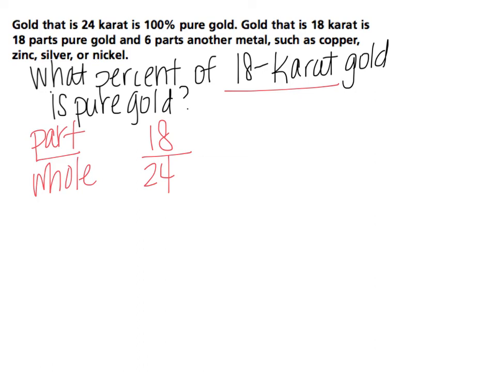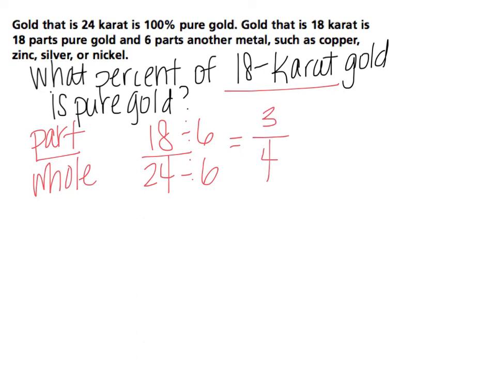So we can look at the ratio 18 over 24. Now we want to reduce that. So what goes into 18 and into 24? You should have said 6. So if we divide the top and bottom by 6, you get 3/4.